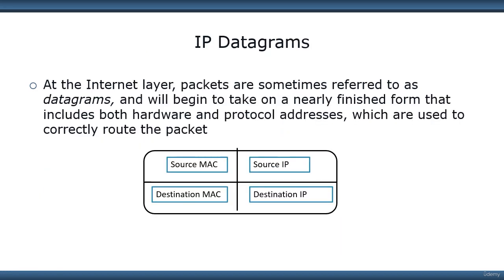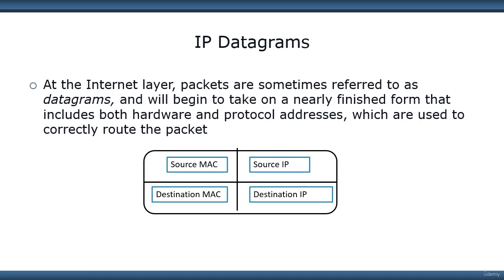All right, at the internet layer, packets are referred to with a different name. If you ever see the word datagram, they're specifically talking about packets at the internet layer. And it begins to take on a nearly finished form that includes both the hardware and the protocol addresses, which are used to correctly route the packet.